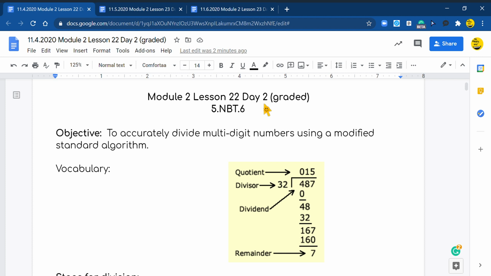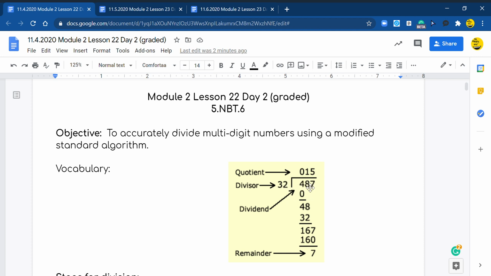Today we are working with word problems, but we are also working with a 3-digit dividend by 2-digit divisor. So let's quickly look at our vocabulary so we remember what it all is. Remember, our divisor is the number on the outside of our division sign. It's also how many items are in a group. So this tells us how many is in a group.